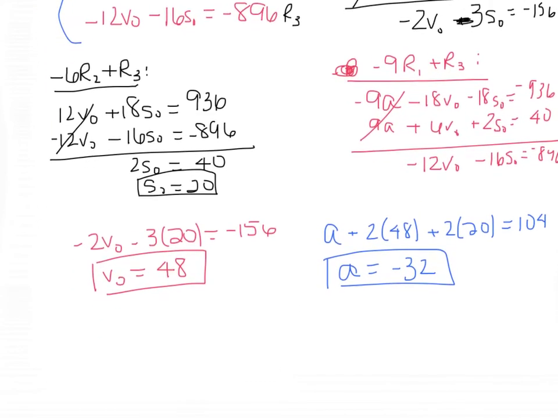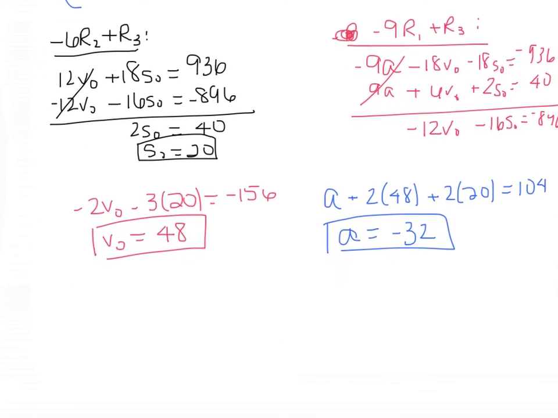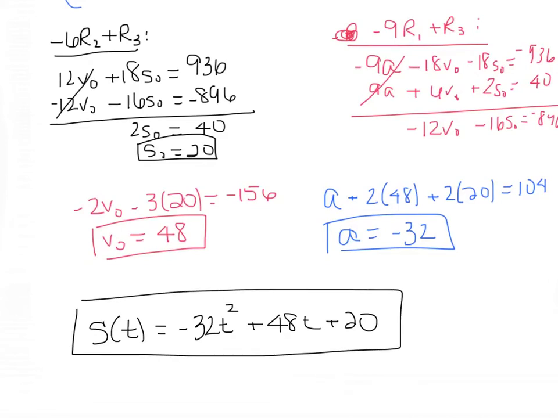So now, in order to write my model, we have S of t equals negative 32t squared plus 48t plus 20. What this all means is I have negative 32 feet per second squared, which is the constant due to the acceleration of gravity. This is my initial velocity that my object was being thrown at, and this is the initial height, or 20 feet, at which my object was released.